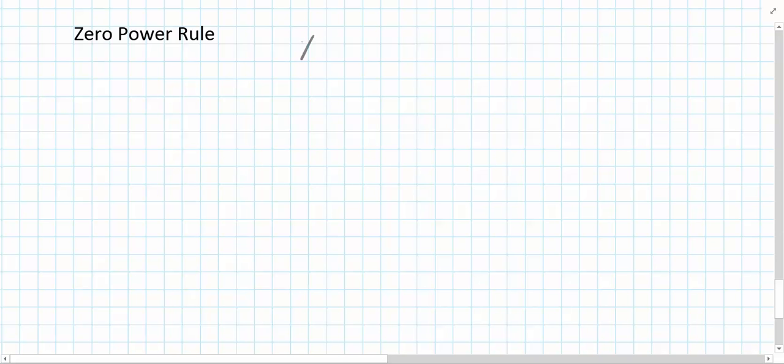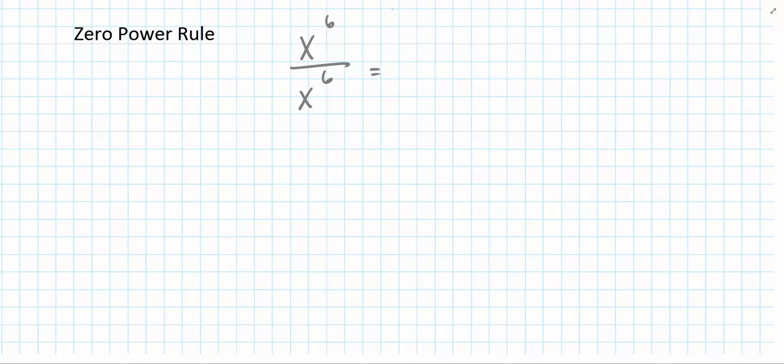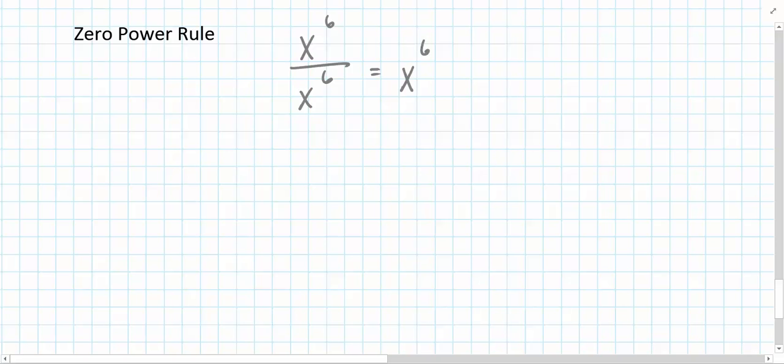Let's take a base, this time x, and raise it to the 6th power, and immediately divide that by x to the 6th power. What does our quotient rule tell us that the result of x to the 6th divided by x to the 6th should be? Well, hopefully you recognize that this would be x to the 6th power minus 6, and 6 minus 6 is 0. So this x to the 6th divided by x to the 6th is really equal to x to the 0 power.